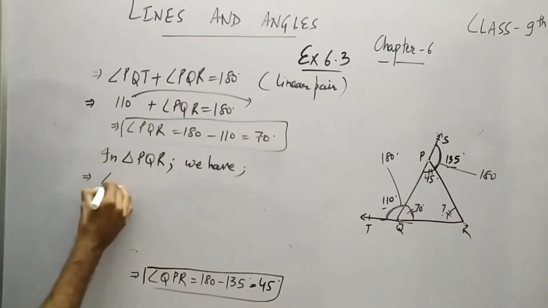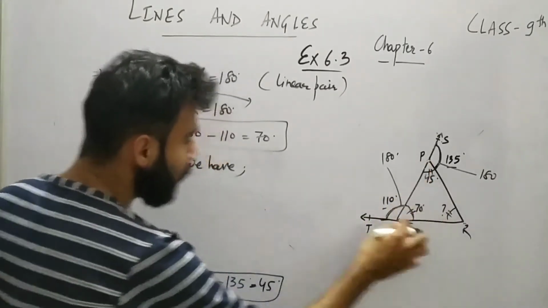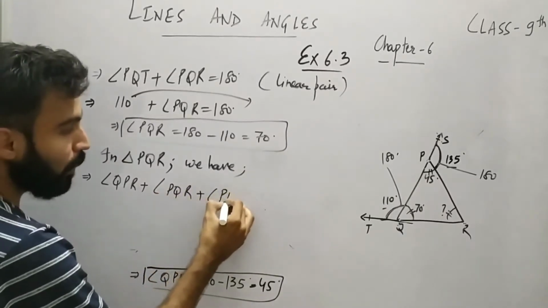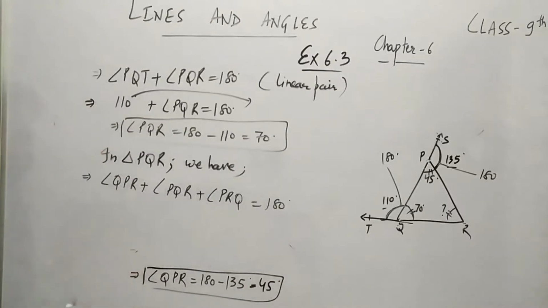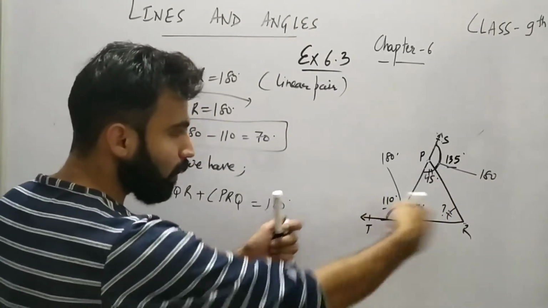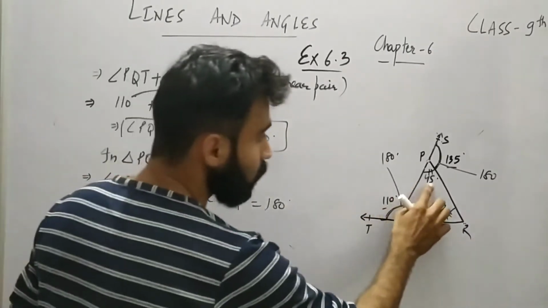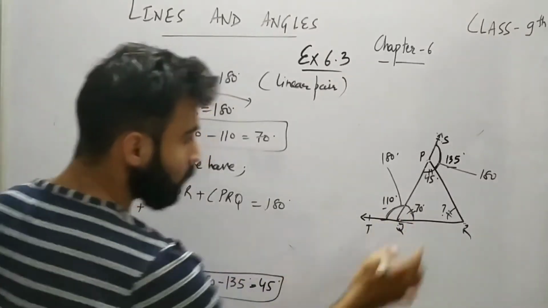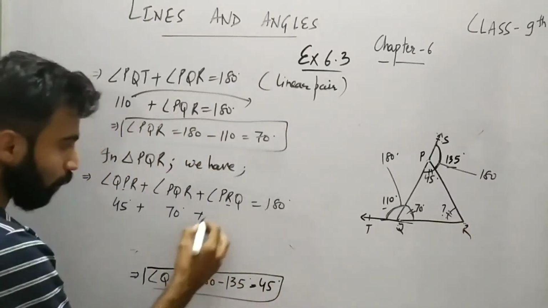So let me just write that. Angle QPR plus PQR plus angle PRQ will be equal to 180 degrees, because we know the sum of all angles of a triangle is 180 degrees. You can also write it in the bracket here, right? So let me see what angle P is here. That is 45, so let me place that. And the Q angle is 70 degrees, and R is what we have to find out, right?